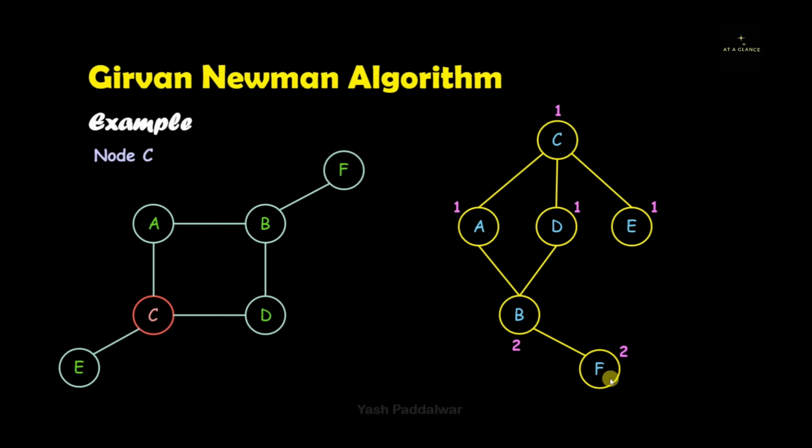Now we'll calculate the edge betweenness. So since F node is the leaf node and the edge BF is directly connected to the leaf node, the simple formula is the next node weightage divided by the previous node weightage. So 2 divided by 2 is 1.